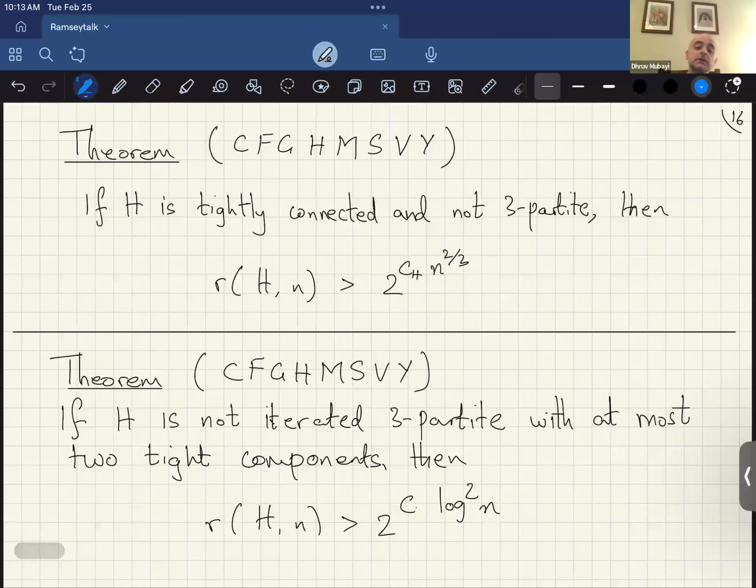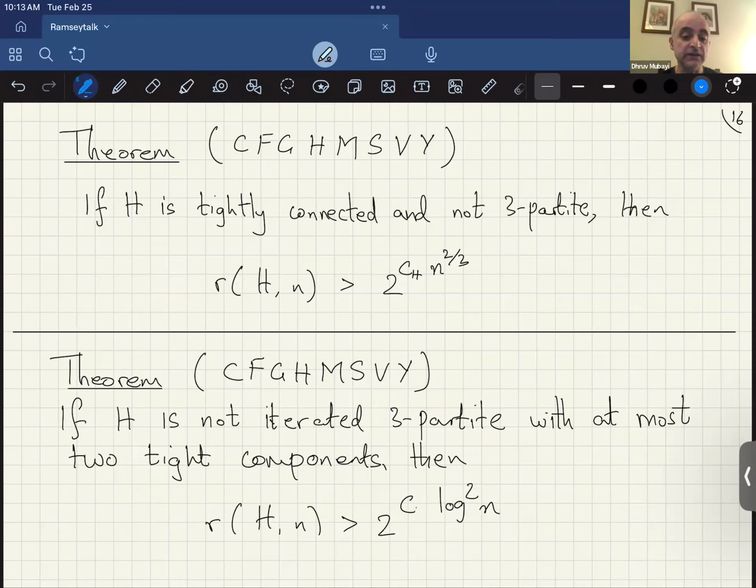And we have 2 theorems that give some evidence for our conjecture. The first is that if you're tightly connected, then you're not polynomial. Of course, you should not be 3-partite, because if you're 3-partite, then it's easy to see it's polynomial. Even if you're iterated 3-partite, it's polynomial. So if you're tightly connected, you're not polynomial. In fact, we have even an exponential lower bound, 2 to the n to the 2/3. On the other hand, if you're not iterated 3-partite and you have at most 2 tight components, then you're also not polynomial.